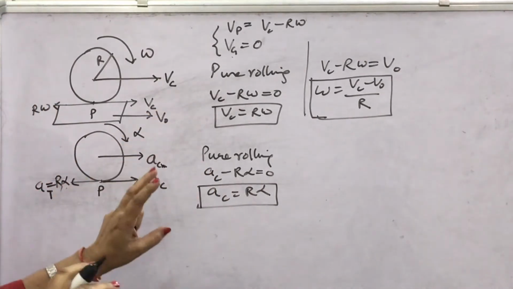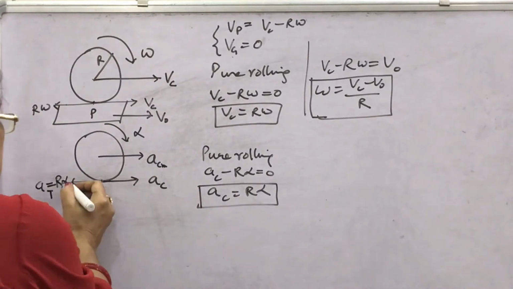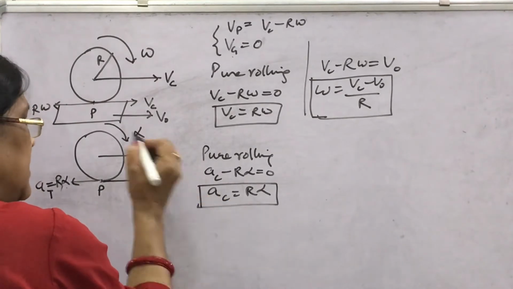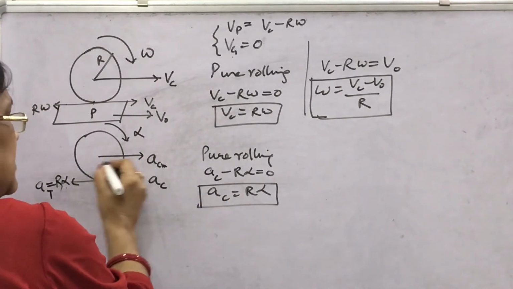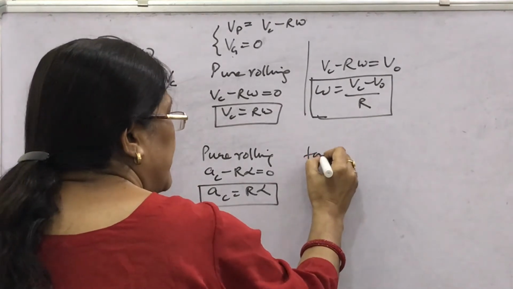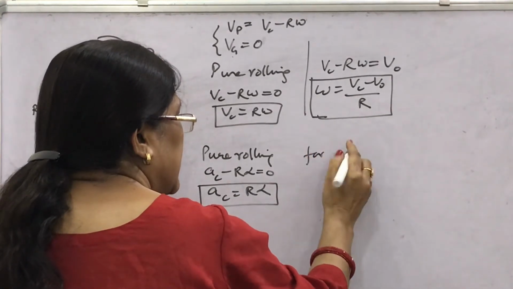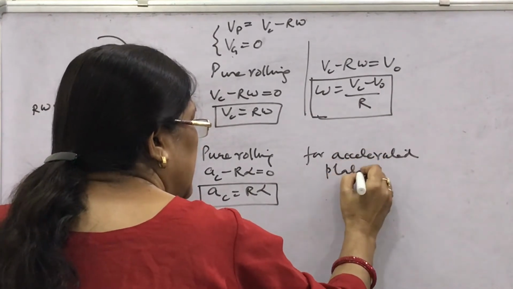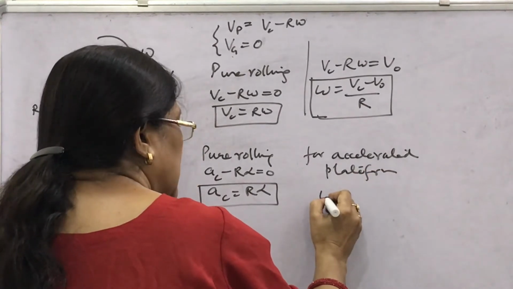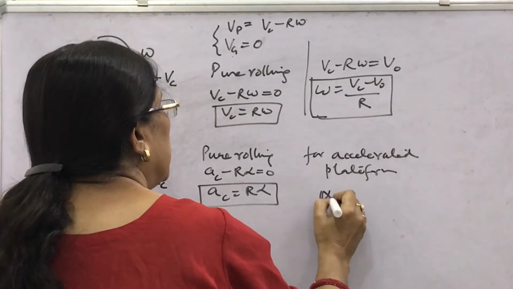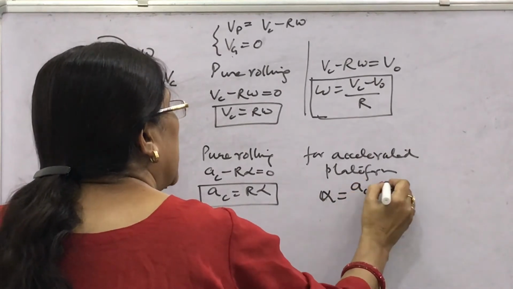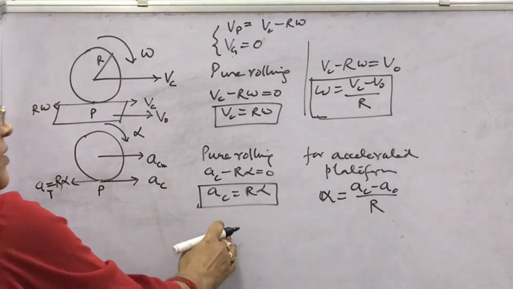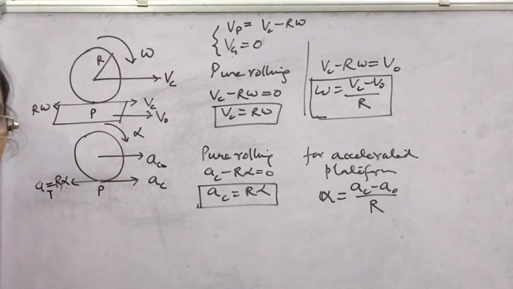These two expressions we have derived. Also again, if you put the platform P which is moving with the acceleration a naught at which this object is rolling, then for an accelerated platform, what will you write here? This condition will become, this alpha will become ac minus a naught upon r. Okay, so these expressions we have discussed earlier.